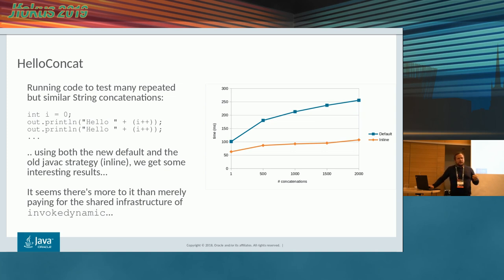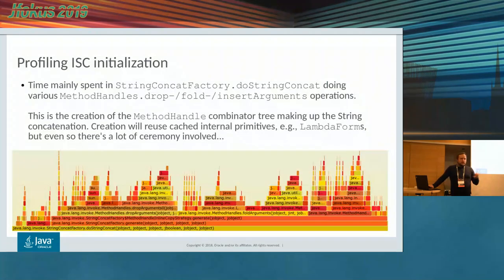So how do you get to the bottom of all this? If you profile string concatenation and get a flame graph of the execution, you'll see that it's doing a lot of things in java.lang.invoke method handles. There's quite a bit of drop arguments, quite a lot of fold arguments, and I'm sure this one says filter arguments, or maybe insert arguments. So there's a lot of high level or low level, depending on your point of view, operations being done here. That doesn't seem to be anything related to string concatenation, but they're the building blocks to create the method handle that defines the operation of concatenating a string together.